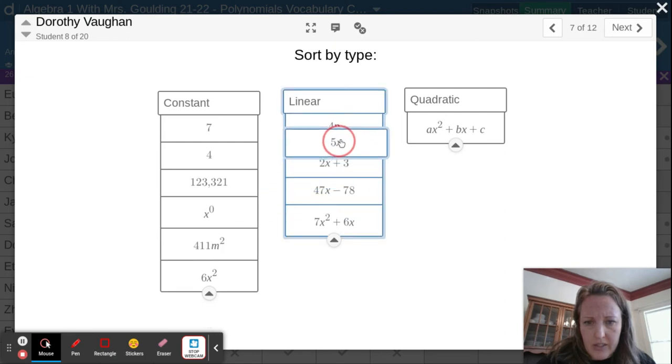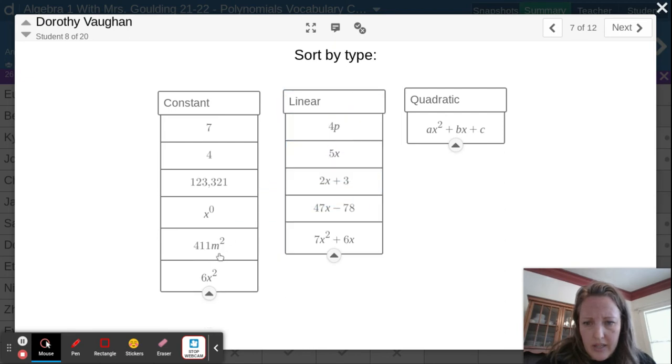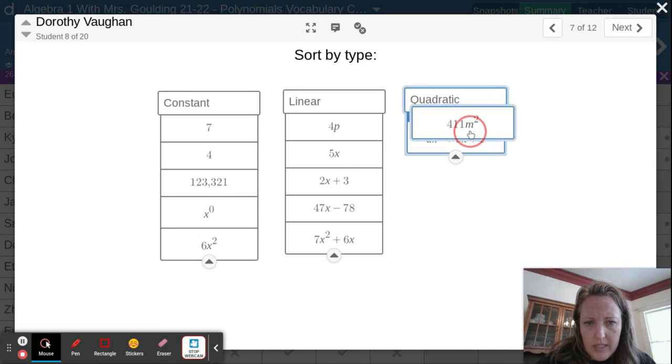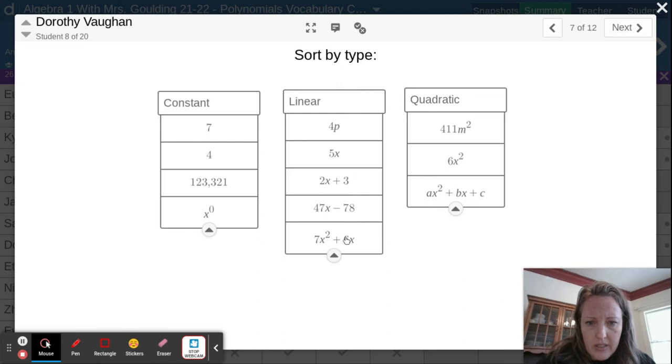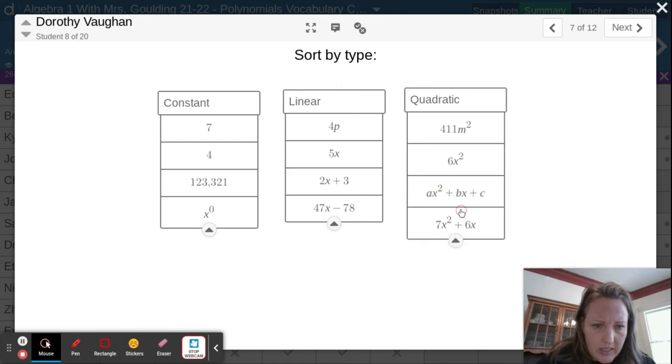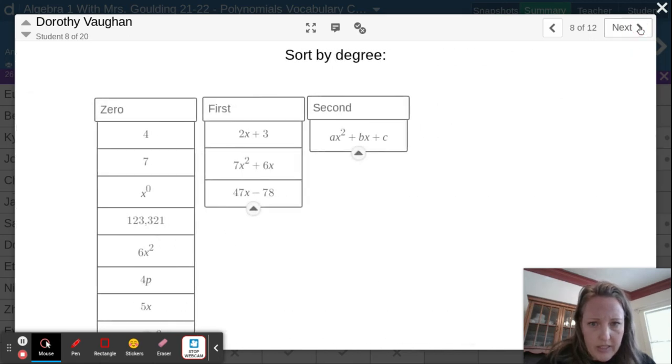5x, okay, linear. And then m squared, quadratic, because it's to the second power. So this is the degree, second power, right? And 4p, 5x, 2x plus 3, linear, quadratic. I think we've got it now. Okay, so hopefully that's correct. And then let's just go back out of here.